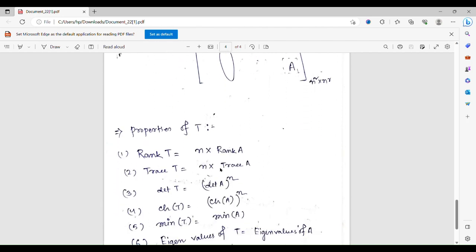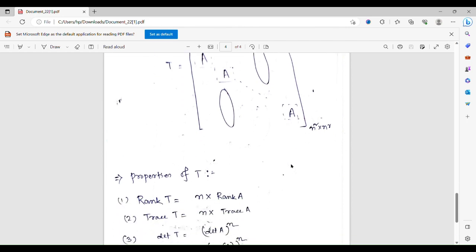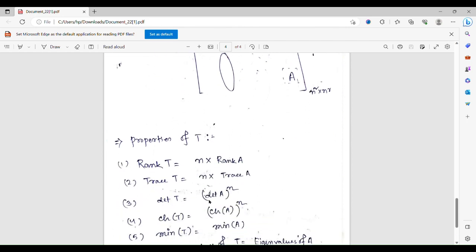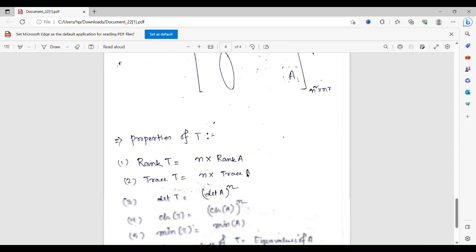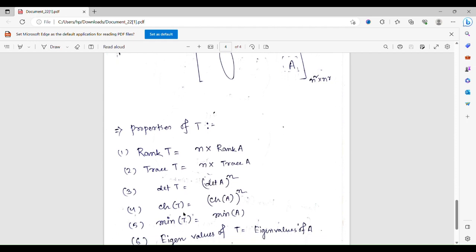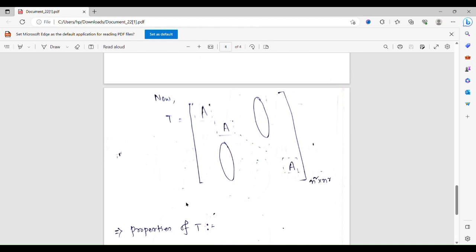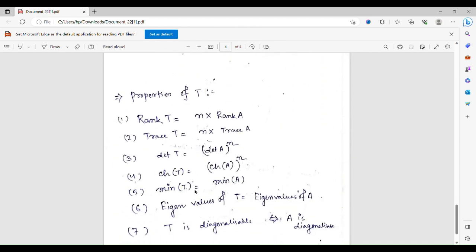Similarly, trace of T is basically n into trace of A, because each block contributes trace of A, n times. Determinant of T is determinant of A to the power n, because for this matrix each block has determinant of A, and to get determinant of T I have to multiply determinant of A n times. So this is determinant of A to the power n. Now the characteristic polynomial of T is basically the characteristic polynomial of A to the power n. It is obvious.